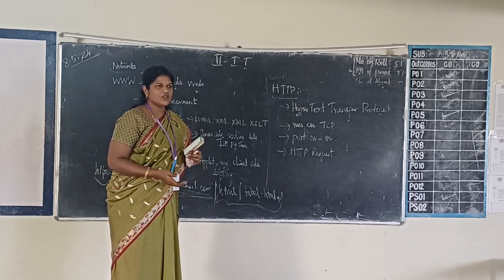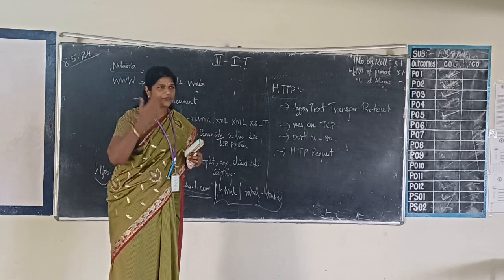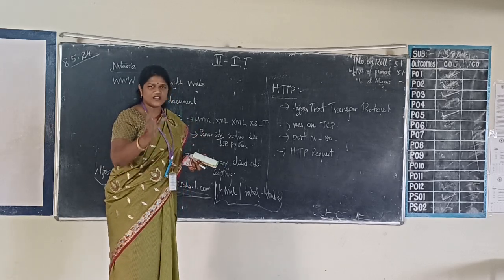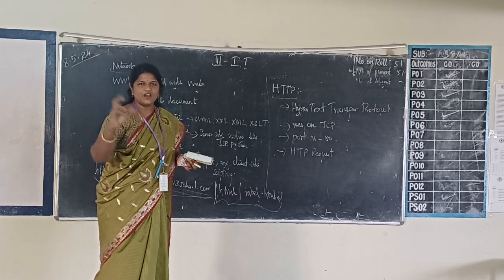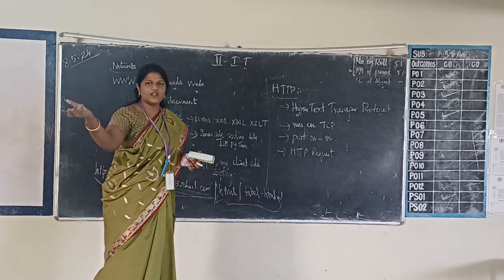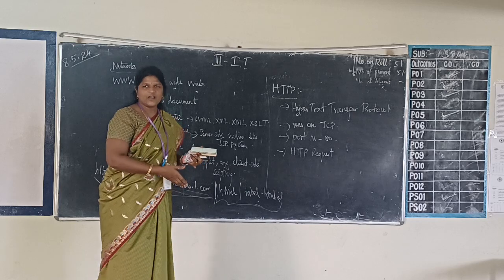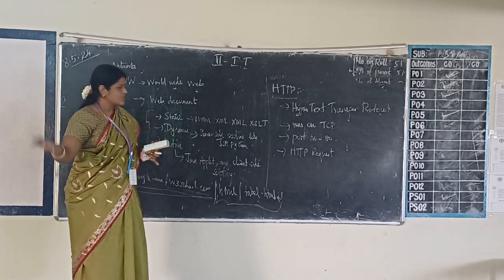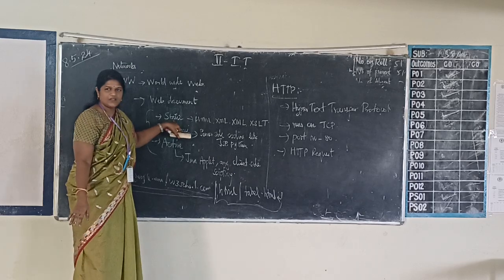Instance. Instance of an object means, the web document is an object. What is the instance of that object? A copy of that document is transferred to the client, not the original document. So the original stays on the server. Okay, that is an example of a static web document.